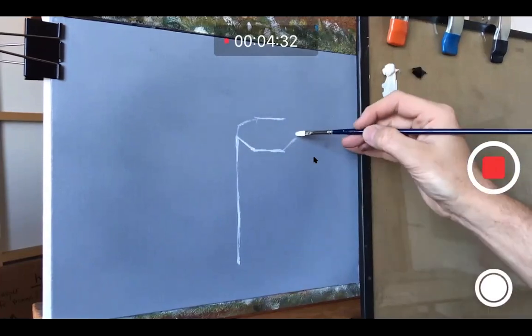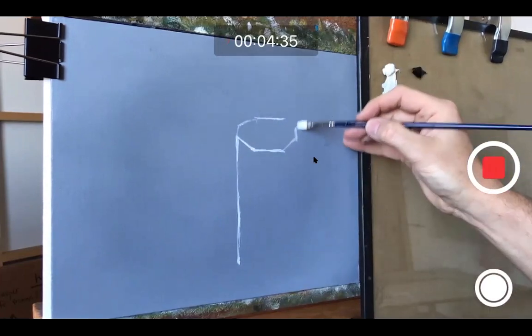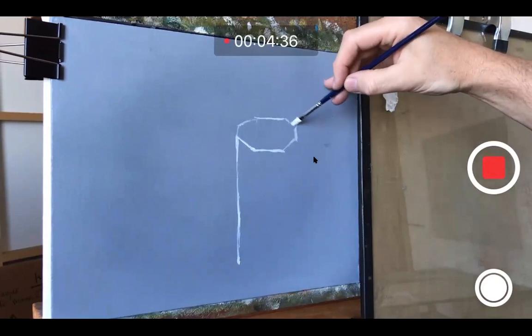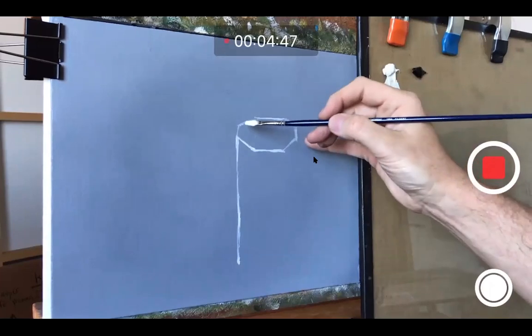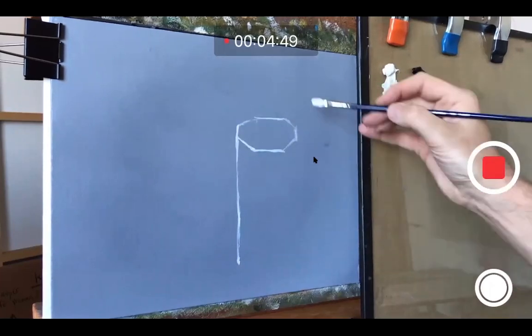Professor, you painted your canvas blue before, right? Well, in order to make this demonstration clear, I painted it gray. You should not do that for the painting you're going to be working on. It's just for this demonstration.